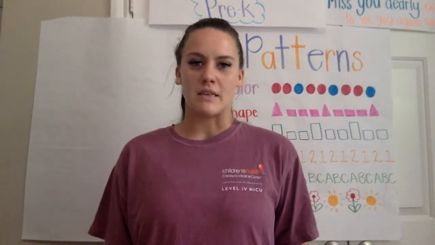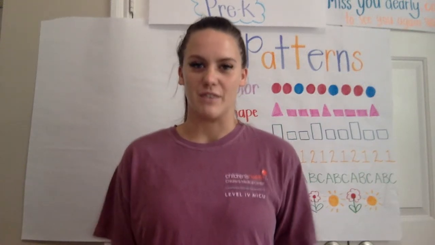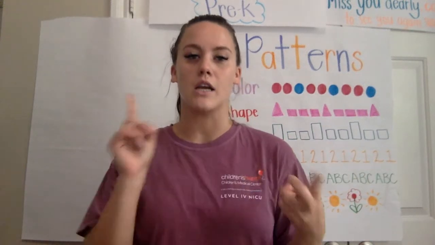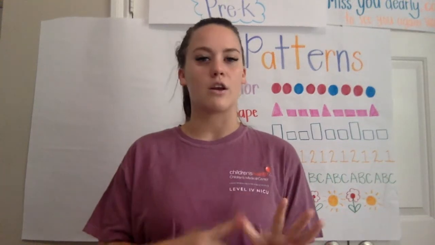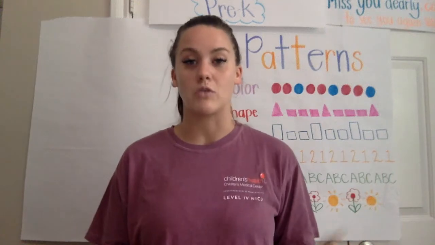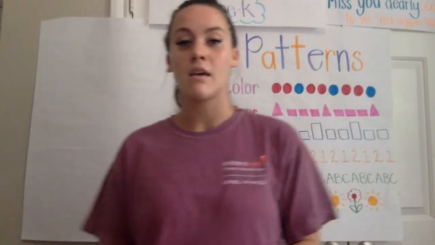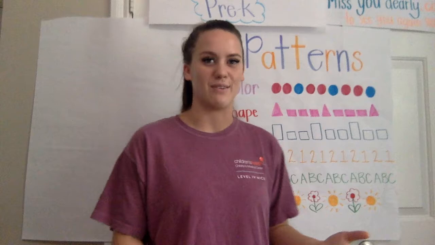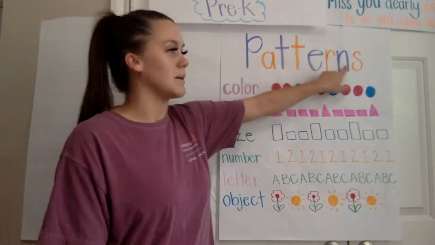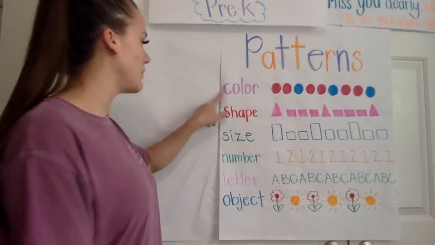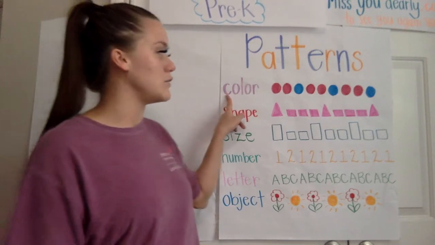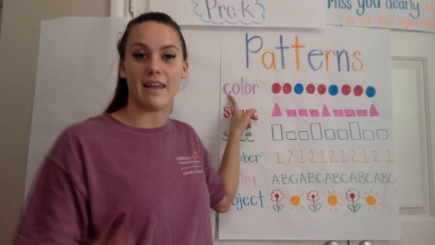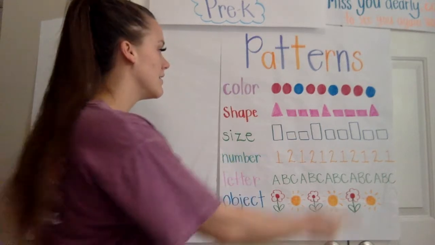A lot of times we see patterns in a bunch of different ways. We see it in color, in shapes, in sizes, in numbers, in letters. We see it all over the place. So I'm going to go through the different ones that we can see, and I want you to help me out. The first one we have is color patterns. I want you to tell me what the color is, and then I'm going to say it after you. Okay?